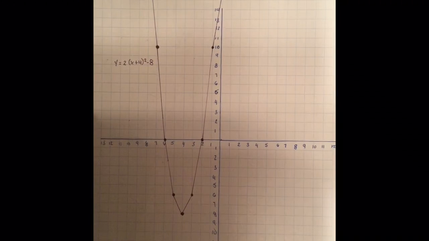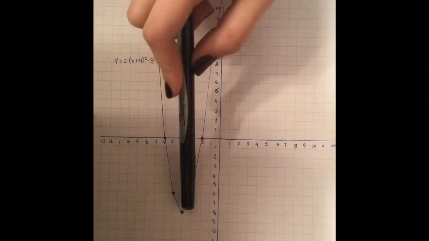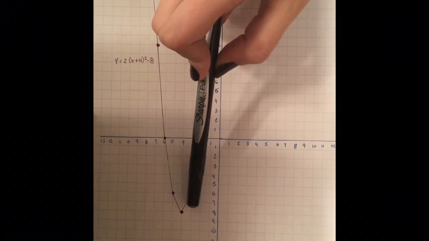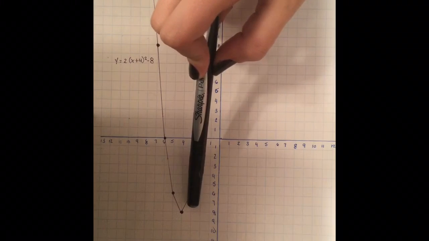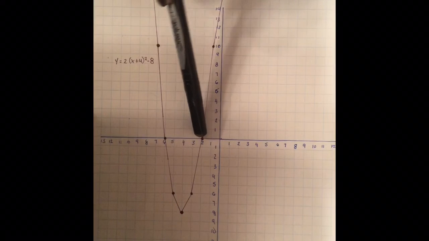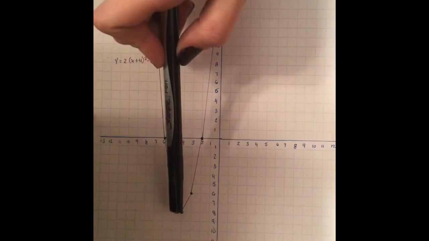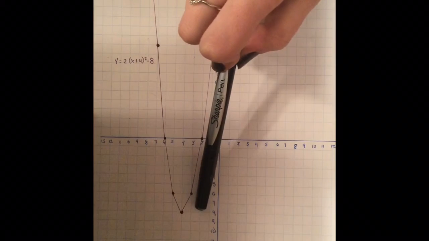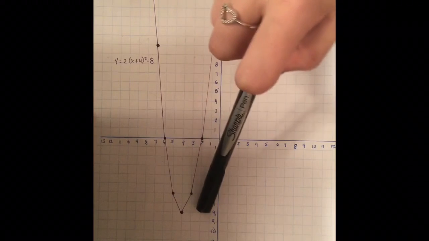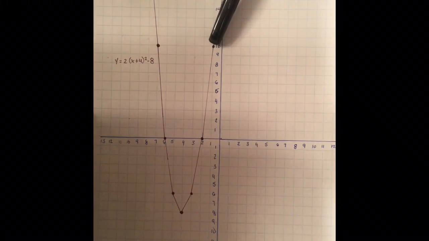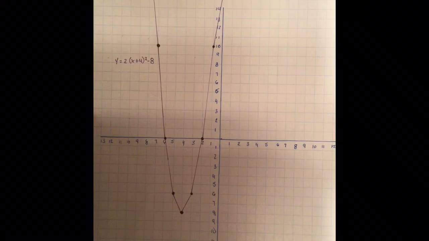Then for the next point, you would do the same thing. So over 2, 2 to the power of 2 is 4. 4 times 2 is 8, so you would move up 8. And again, over 3. 3 to the power of 2 is 9, and 9 times 2 is 18, so you would move up 18, and continue the graph until you run out of space.